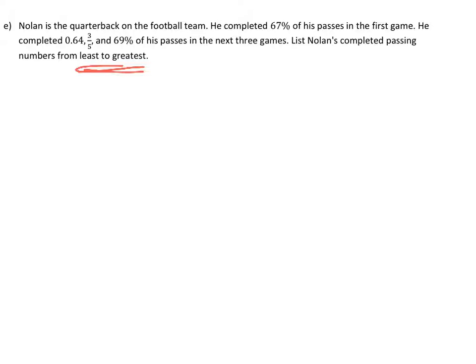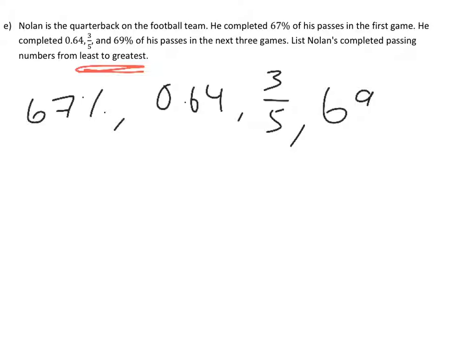So I'm going to start by rewriting the problems, the fractions, decimals, percents, as I got them. So the first one I read was 67%, then 0.64, then 3/5. The last one is 69%. I'm again going to decide, okay, did I like decimals, fractions, or percents? And we're going to use those. So I liked using decimals, so I'm going to move the percents over twice to the left. So 0.69, 0.67, 0.64 is already a decimal.